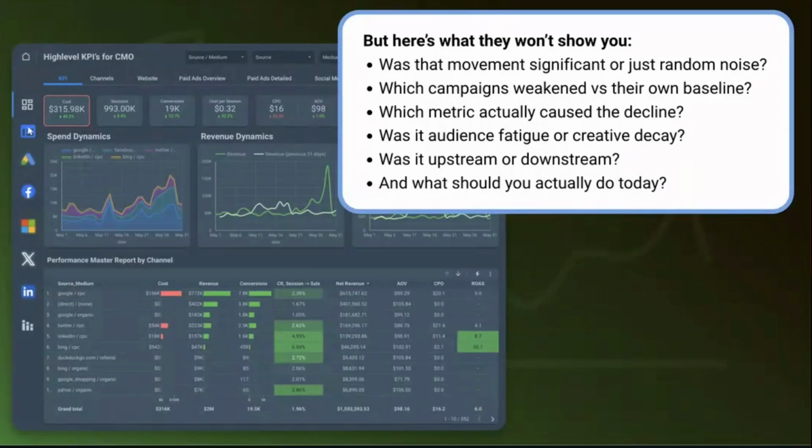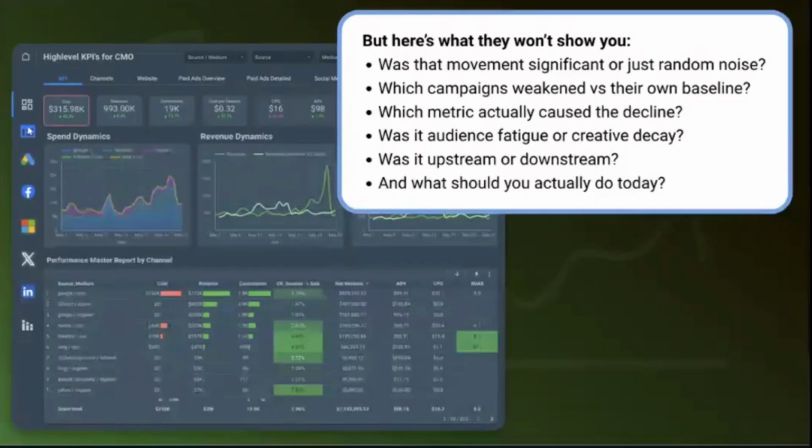Which campaigns weakened versus their own baseline? Which metric actually caused that decline? Was it the audience or the creative? Was it upstream or downstream? And what should you actually do about this today?